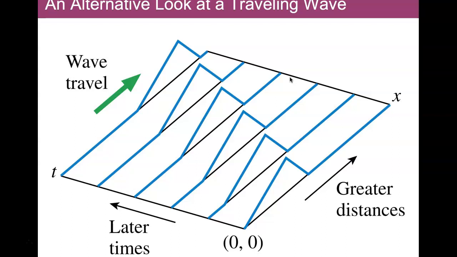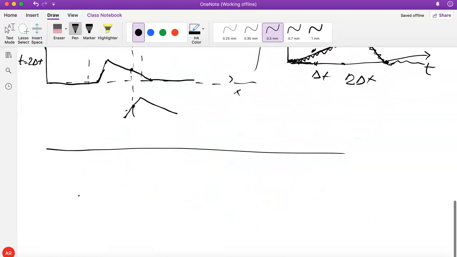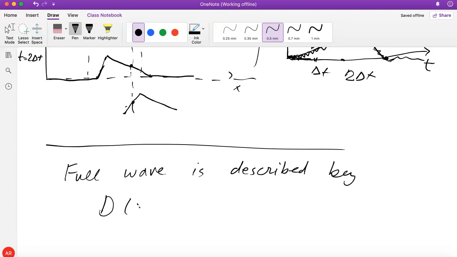And it's remarkable, because the pulse is just moving at constant speed, knowing one snapshot figure is enough to extract the two-dimensional plot of displacement versus time and position. So we're saying the full wave is described by d of x and t.